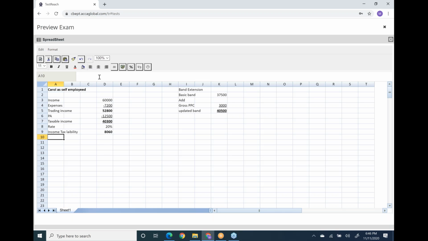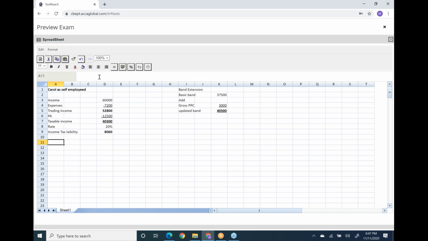Again I'm repeating, this time your basic rate band is not 37,500. We have just updated it with 3000. So here you have the income tax liability, and now within seconds you can identify it.